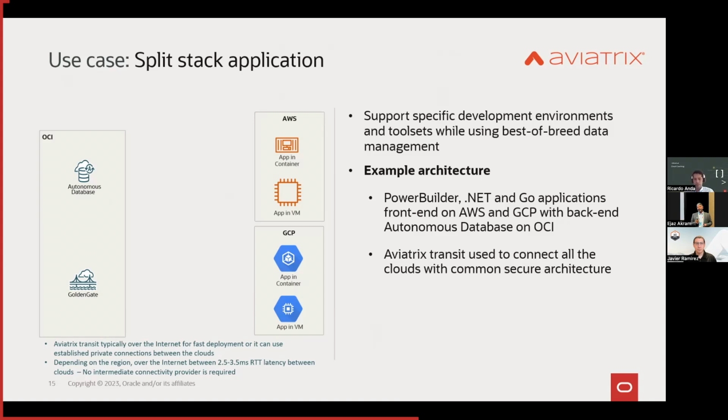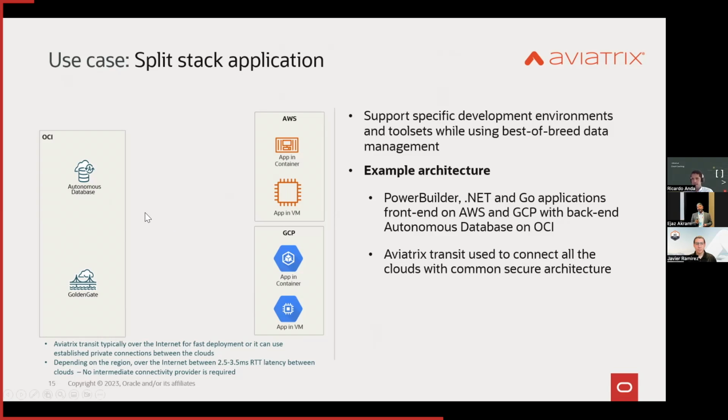With multi-cloud split application, customers can leverage specific cloud deployments while using best-of-breed data management. One basic example is a customer that wants to use PowerBuilder.net or Go applications as a front end on AWS and GCP, and still use Autonomous Database in OCI. In a traditional environment, they would need to establish the connection between the two clouds and then provide the necessary configuration to get this working.